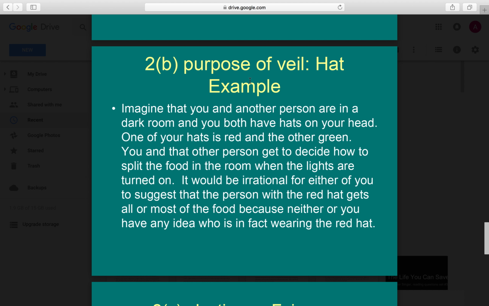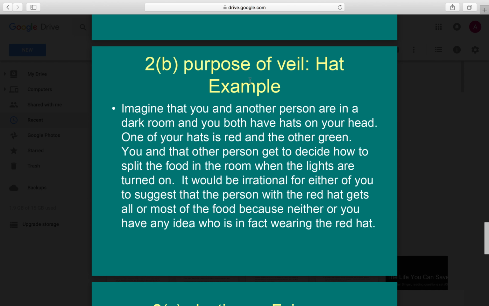And here's a more mundane illustration. Imagine that you and another person are in a dark room and you both have hats on your head. One of your hats is red and the other's green. You and the other person get to decide how to split the food in the room when the lights are turned on. It would be irrational for either of you to suggest that the person with the red hat gets all or most of the food because neither of you has any idea who is in fact wearing the red hat. Hence, you would decide that the wearer of the green hat gets just as much food as the person with the red hat.